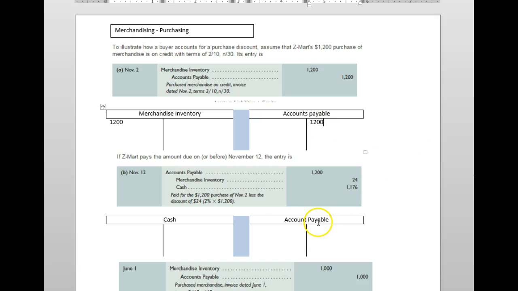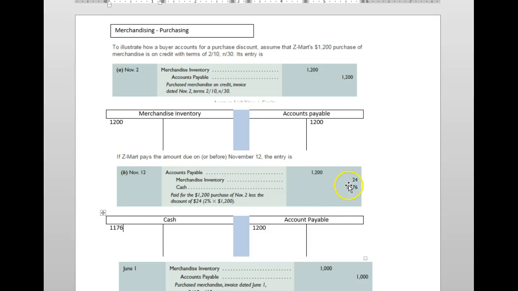Fairly straightforward. Now, you'll notice it says 2/10 net 30. This means if I pay this within 10 days, I get a 2% discount. Well, obviously, I'm going to do that. So what do I have to do now? Well, I'm going to have to remove that out of my accounts payable. That's my debit. I'm also going to take $24 off of this amount that I owe because that's 2% of $1,200. So that means I'm only going to pay $11.76 for this merchandise.